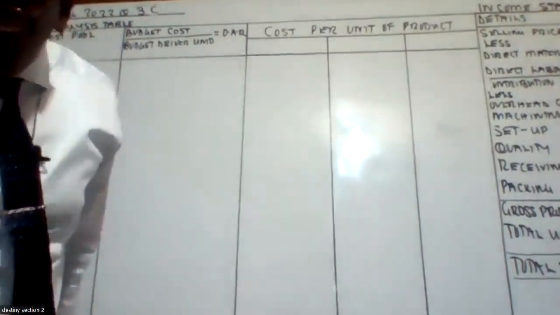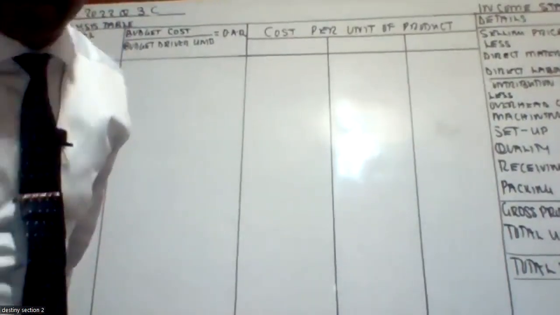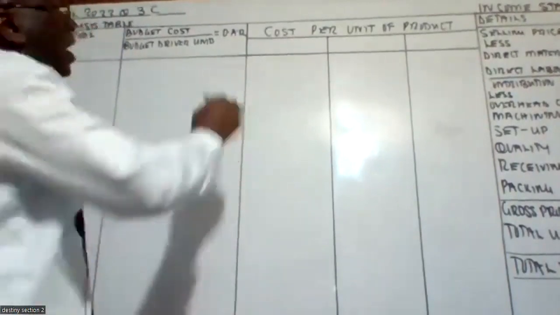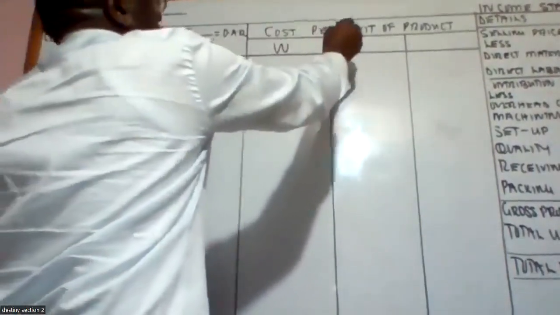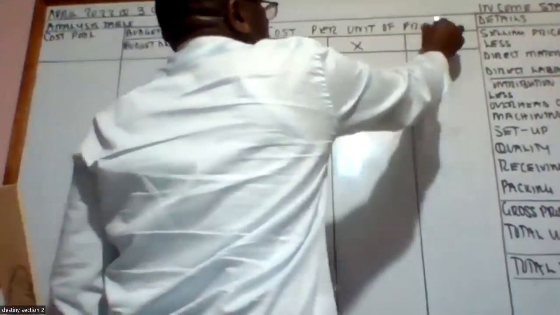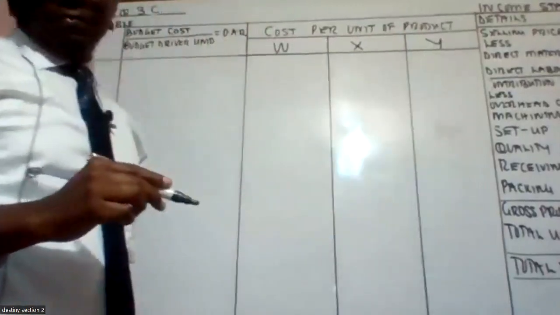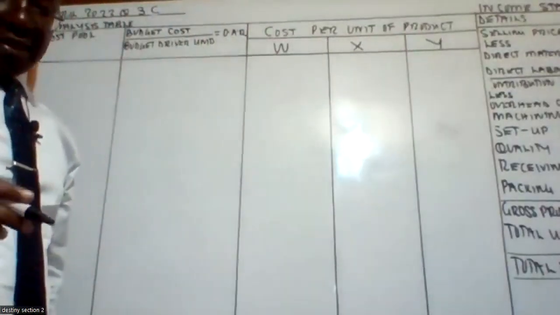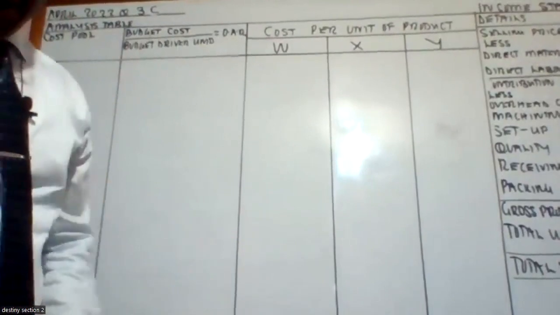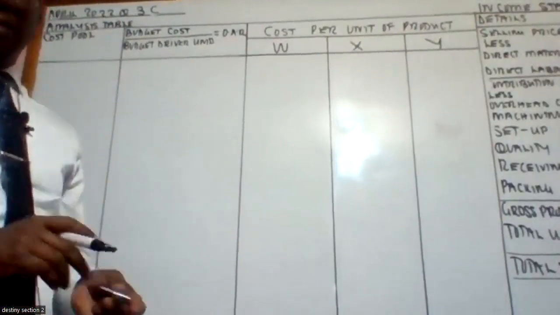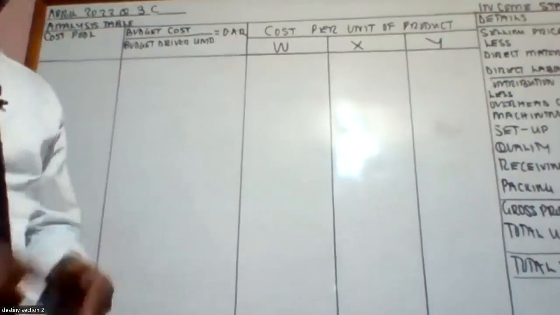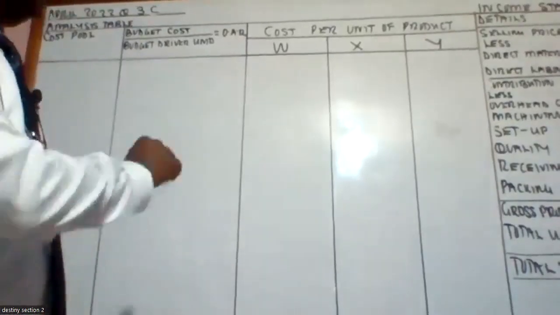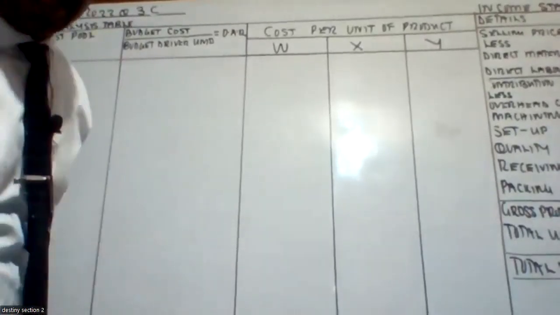So per unit of each product, we have W, X, Y. So read the question on your own, and then you design that table. When you finish drawing that table, write for me the word finished so that I pick up from there.